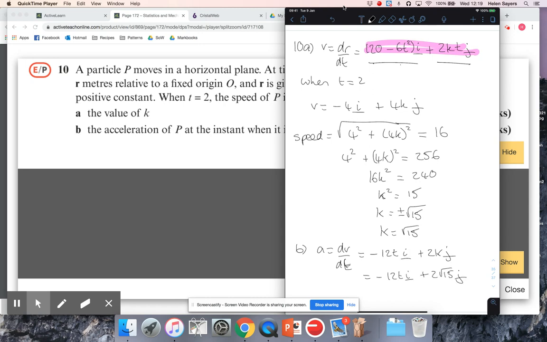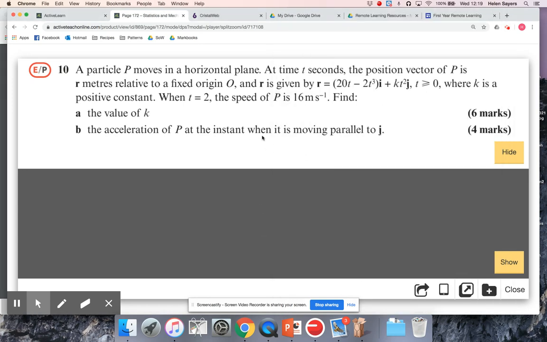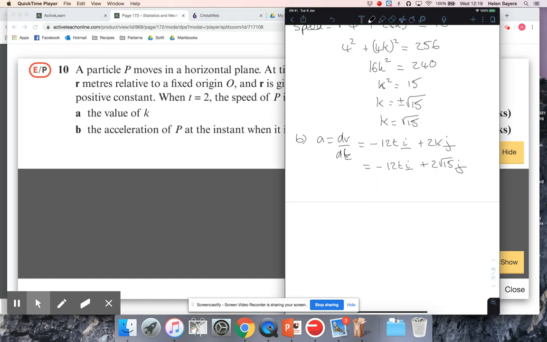So that's my acceleration vector. Now let's think about the problem solving part of this. I need a value of t to sub in, and they want the instant when it's moving parallel to j. My i component is going to the right, and my j component is going straight up. So if they want it moving parallel to j, they're talking about when it's moving straight up. So when is that going to happen?